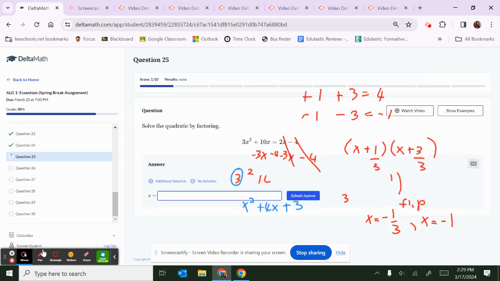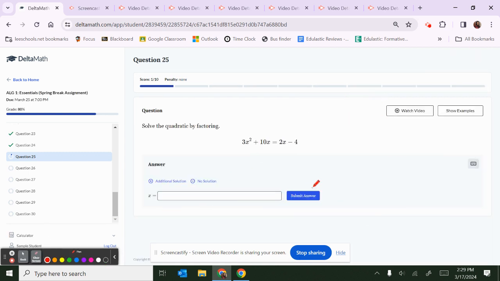Okay, so let's do another one, guys. Let's do another one. All right, so first thing, move everything to the other side. So minus 2x, cancel, plus 4. There's no 4 to add it to, so I'm going to squeeze it right here where the constant is supposed to be. That gets canceled. 3x squared, I bring it down. 10x minus 2x is 8x. And then the 4, I also bring it down because there's nothing to add it to. There's no other like term.